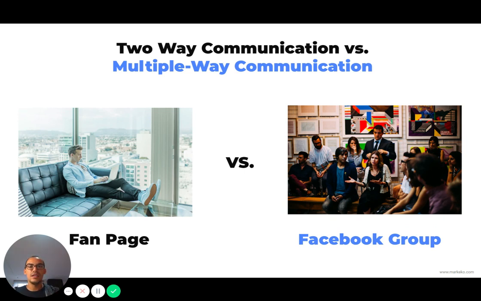The second thing I would say that is big is how you communicate with your users. With a fan page, I would say it's a two-way communication. You basically push content out, and people interact with it. People can comment, you can interact with them, and that's basically it. But with a group, it's multiple-way communication. What this means is that the community itself is interacting with each other. It's not just a fan page or a business with specific people, but a network of people interacting with each other.